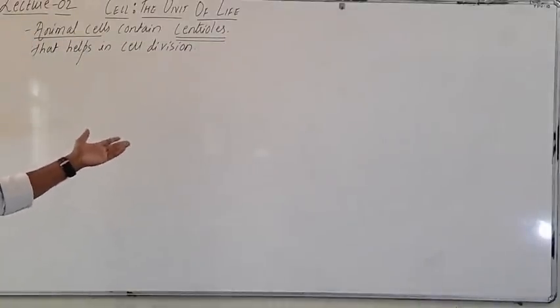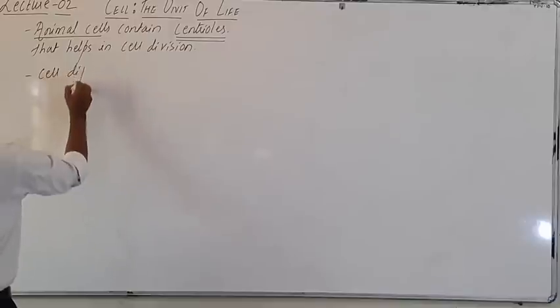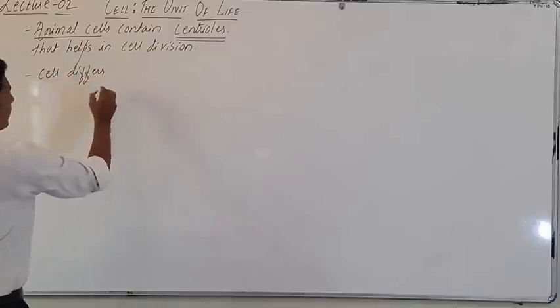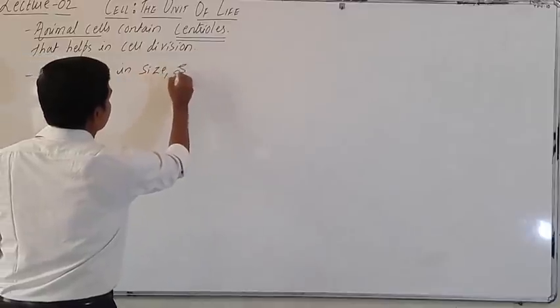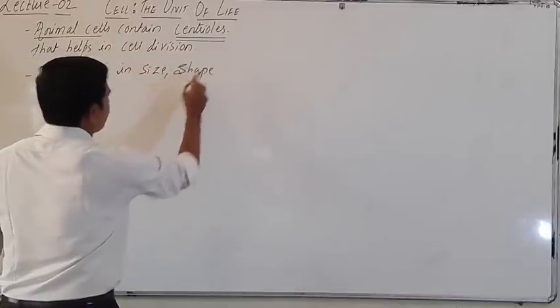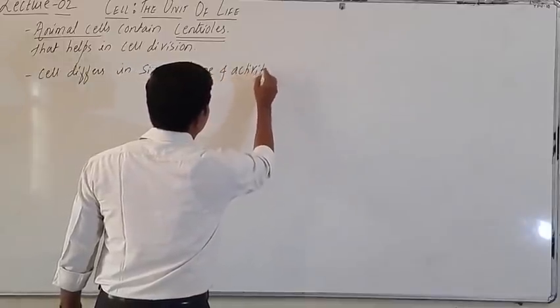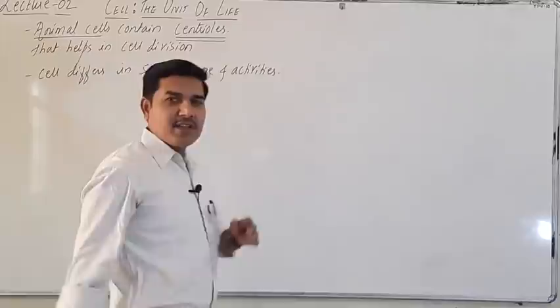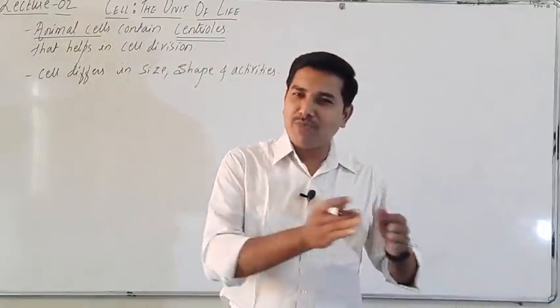So what we say is cells differ in size, shape and activities. Activities means what exactly their function. So how they perform their function.